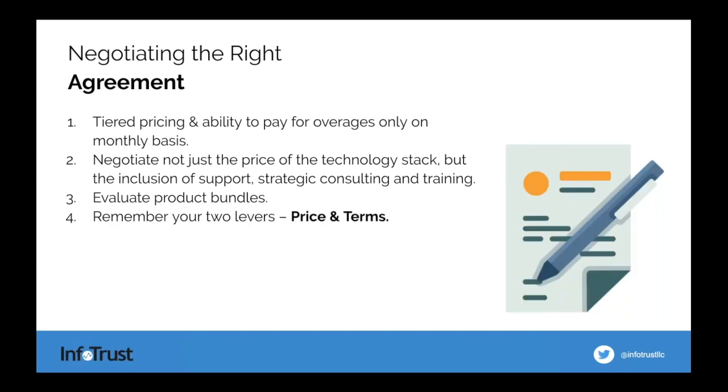And then remember your two levers, so price and terms. If you can't get a better price, then definitely try for better terms. So the terms can really be anything. In terms of what we're talking about here, the support hours, the number of training hours that you're getting, and a few other things. So a number of things you can negotiate there.